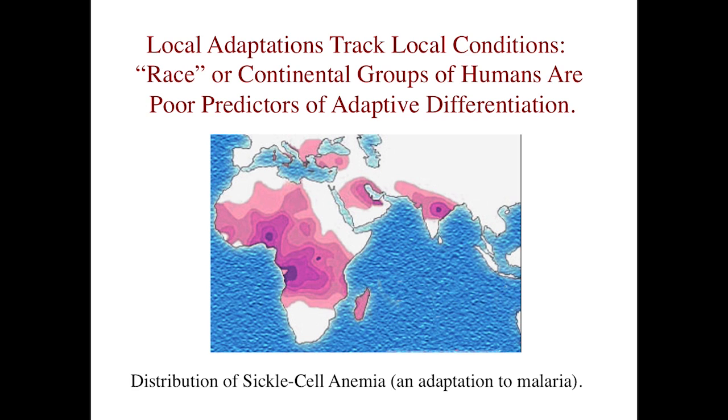So it's not an African disease, and by making it that, we've actually, I think, done a lot of clinical harm to many people. It's a disease associated with malaria, and many local adaptations in humans follow this pattern. They don't follow what we preconceive as racial lines or continental boundaries. They really reflect local environmental conditions.